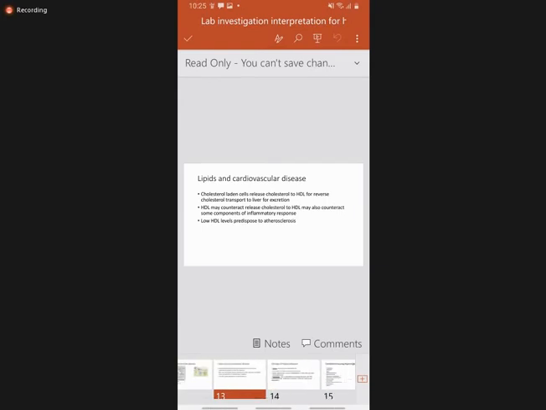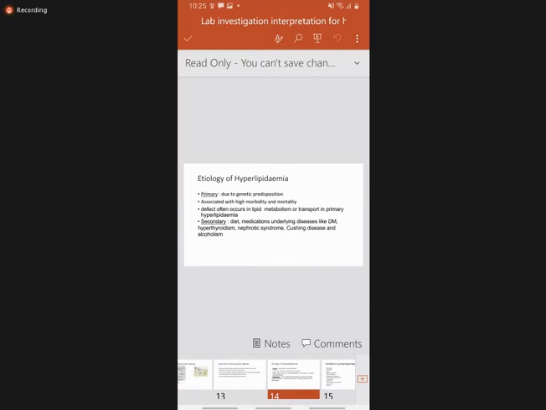So this is the whole concept: from the dietary lipids, how they are absorbed, from the sources of the dietary lipids towards the endogenous lipids, how the different lipoproteins are prone to cardiovascular disease, and how they protect from cardiovascular disease. Now the next slide is the etiology of hyperlipidemia. Why does it happen? Primarily due to genetic predisposition, in which we cannot do anything. There are certain genes which are coming from the family, running in the family.